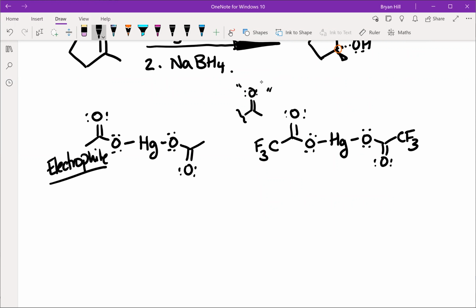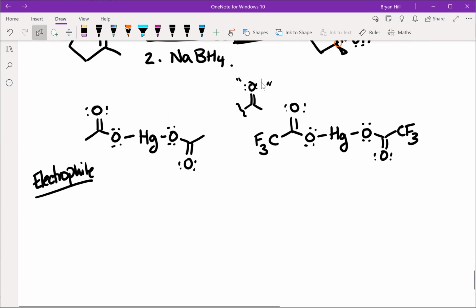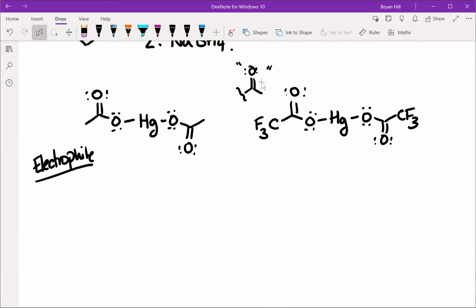So remember last term we talked about transition metals and that type of thing. So this is going to be our electrophile. So the first step is that, okay, so what can you tell me about this, the acetate, the carboxylate anion here?